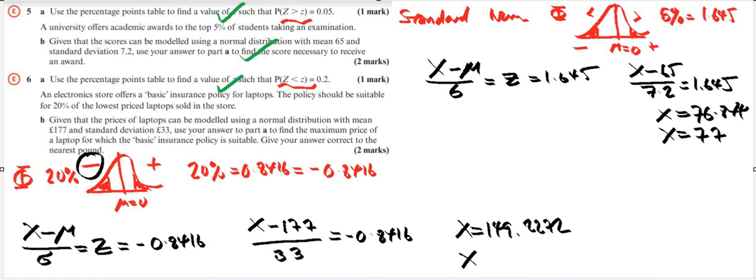So 0.8416 times 33 plus 177, we get that x is equal to 149.2272. And the question says, give your answer correct to the nearest pound. So our answer should be 149 pounds. And that is B taken care of.